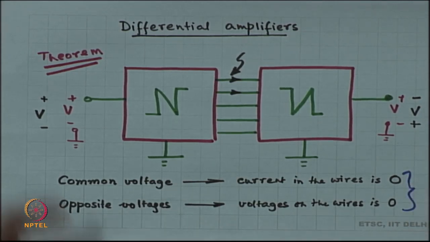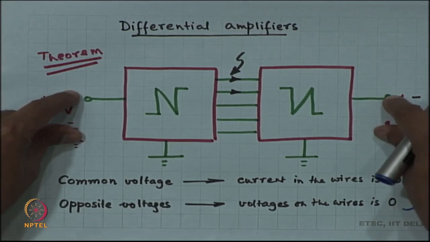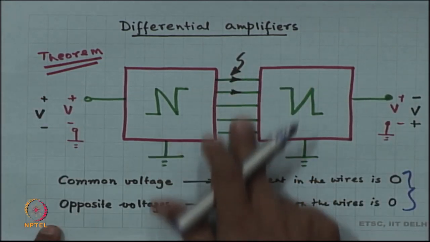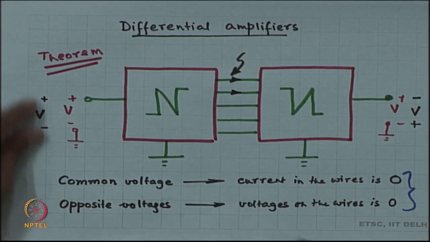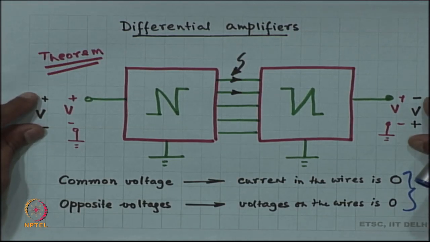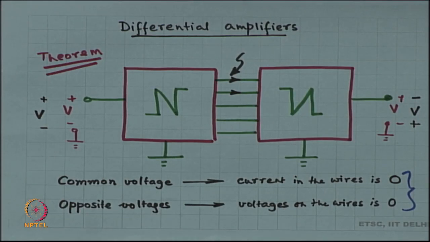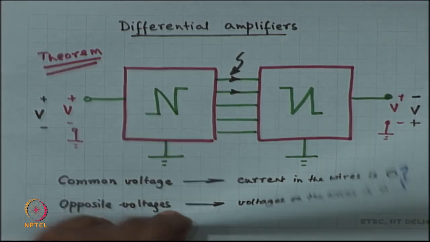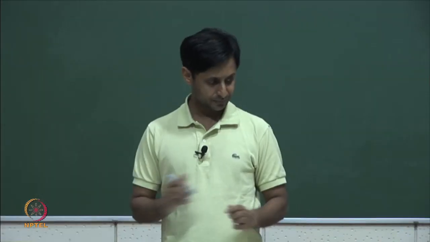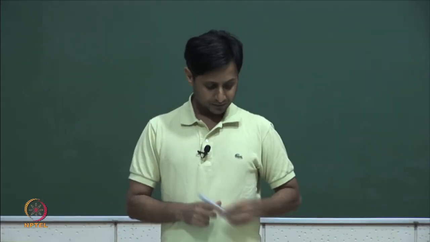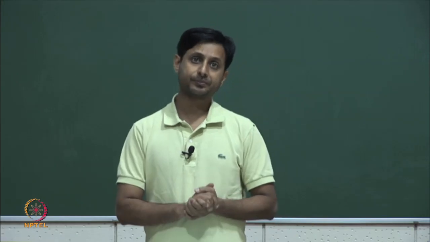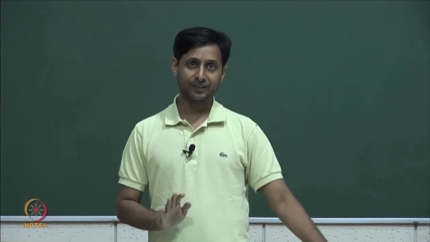So, the theorem is that if I apply V and V, then I am allowed to open the wires in between. If I apply V and minus V, then I am allowed to short the wires to ground. The wires in between can easily be shorted to ground, no change in the analysis. All right. So, with this background, so this is the background.